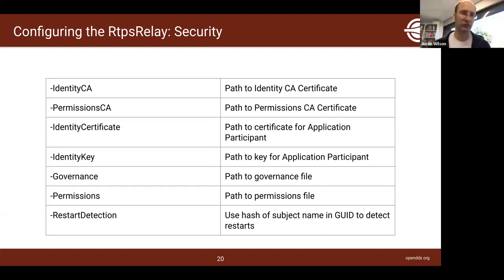Also, if you're using security, you can use a feature called restart detection. So if you have a client participant that's in some kind of restarting loop or crash loop, you can detect that that's happening, and that cleans up the records in the RTPS relay, which makes the memory performance a little bit better. The way that works is you can use a hash of the subject name in the certificate that appears in the GUID. So you can use that hash to detect that the application has restarted, and therefore you can take a corrective action.